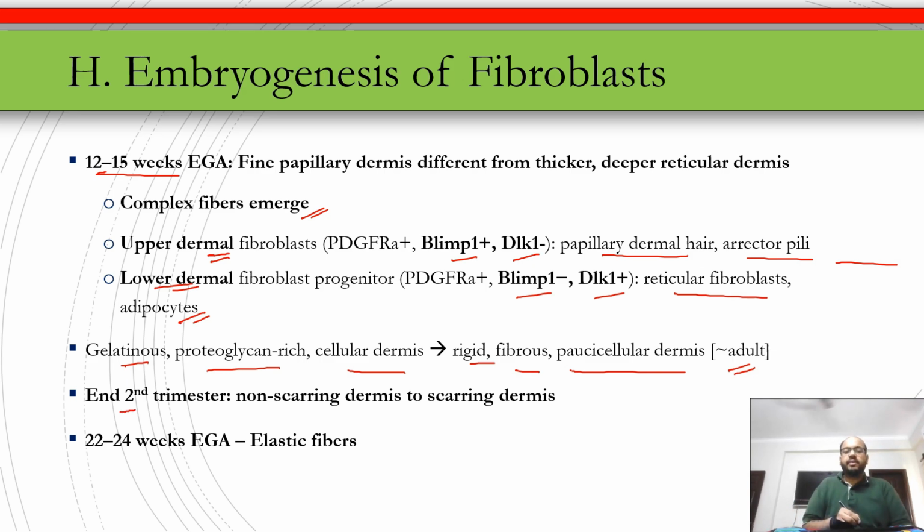At the end of the second trimester, the dermis will change from non-scarring to scarring dermis. That is, after the second trimester, if any trauma occurs to the dermis, it will heal with scar formation. It will heal with fibrosis. If any trauma occurs before that, there will be no scarring or fibrosis. That is what we mean to say. At about 22 to 24 weeks, elastic fibers emerge. So elastic fibers start to get formed. Let's move forward.